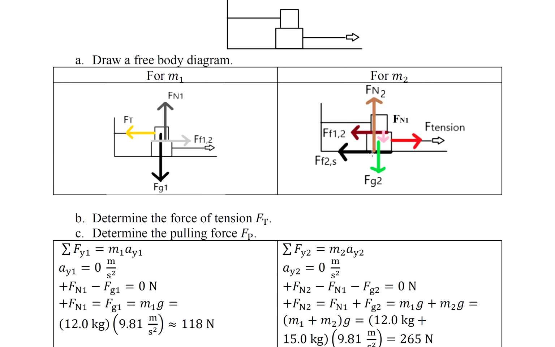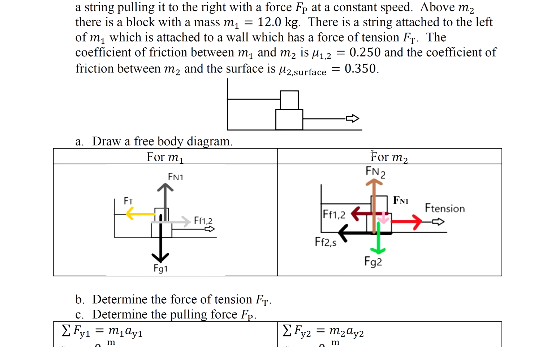Part A, draw a free body diagram. So for mass M1, I didn't circle the object just because it's going to get too complicated. We got force normal 1 pointing up, force gravity 1 pointing down, force of tension to the left, force of friction between mass 1 and 2 to the right.